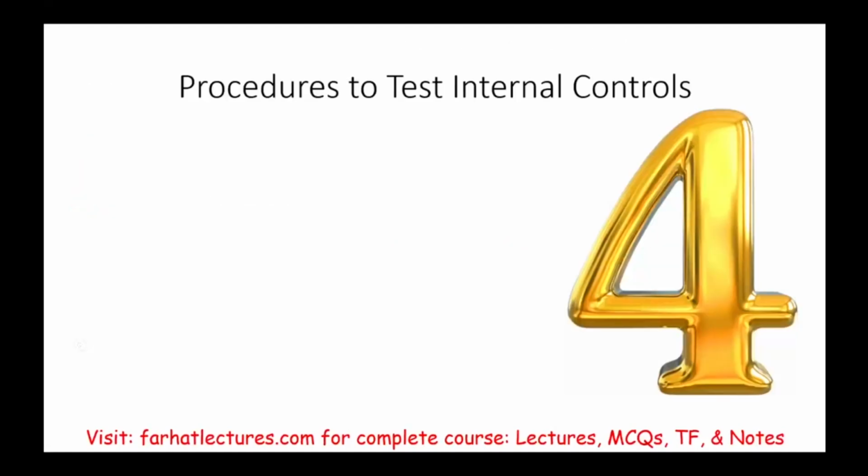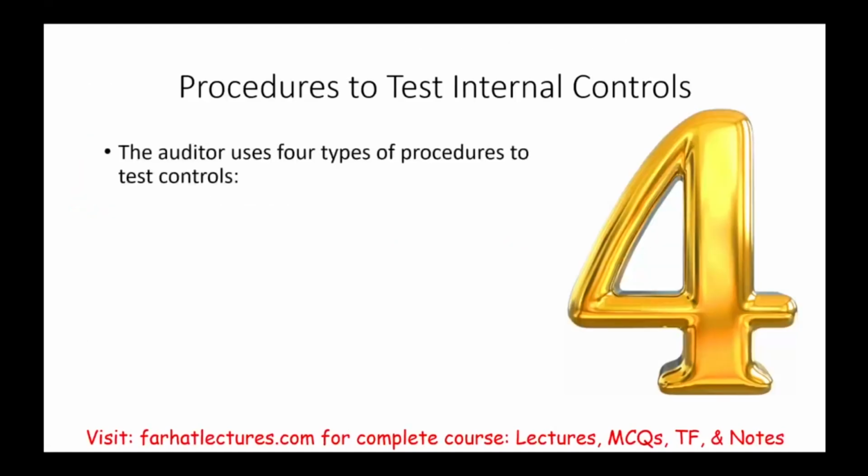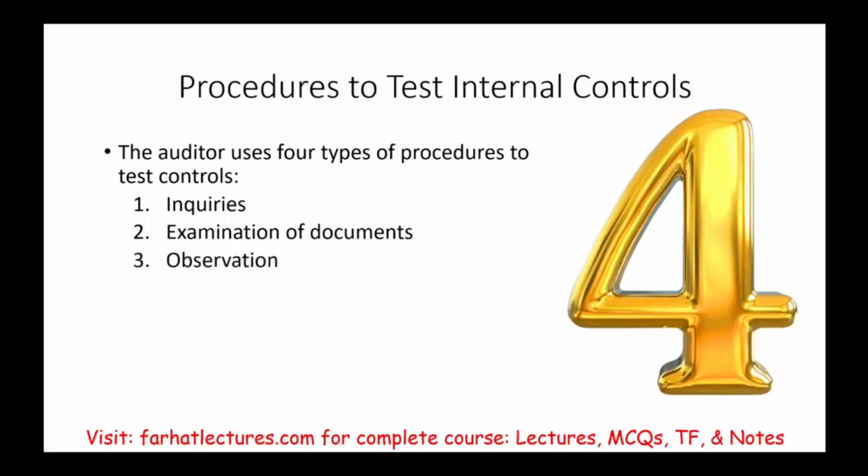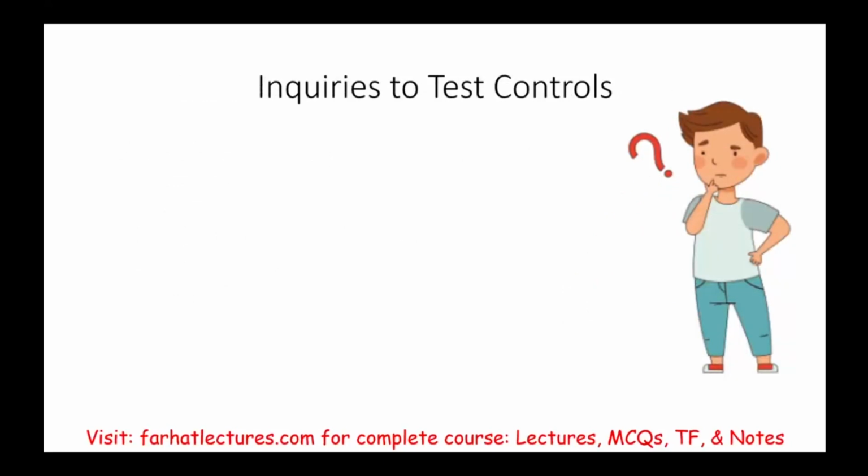There are 4 procedures to test internal control by auditors. The first one is inquiries. The second procedure is examination of documents. Observation is third, and reperformance is fourth. Now, if you know anything about Farhat Lectures, once I have a list of things, I'm going to go over each item separately, starting with inquiries to test control.